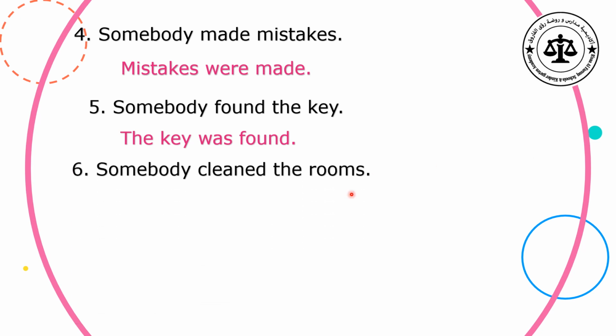The last one, somebody cleaned the rooms. Somebody subject, cleaned, verb 2, rooms, object. The sentence in passive will start with the rooms were cleaned. The rooms جمع, so we used were, and cleaned is verb 3.